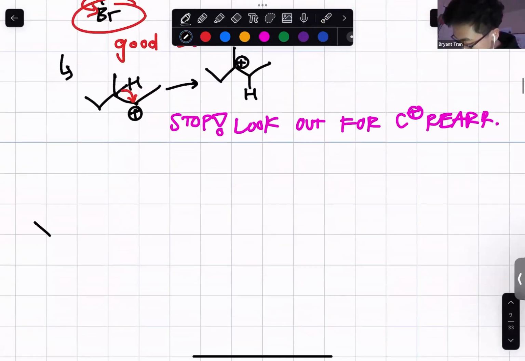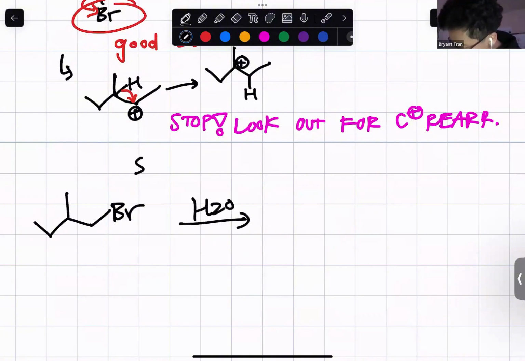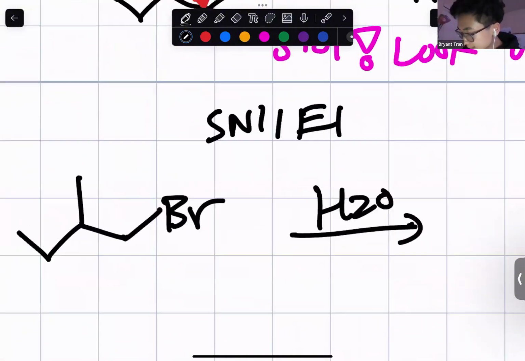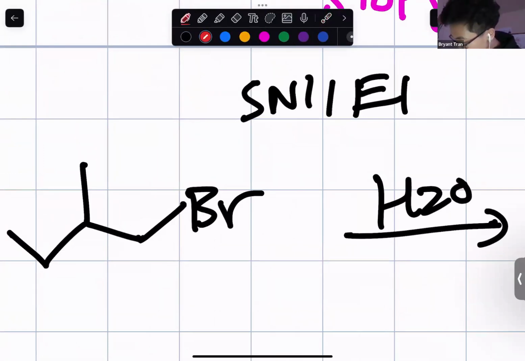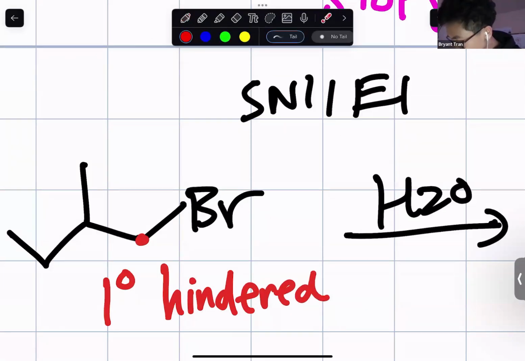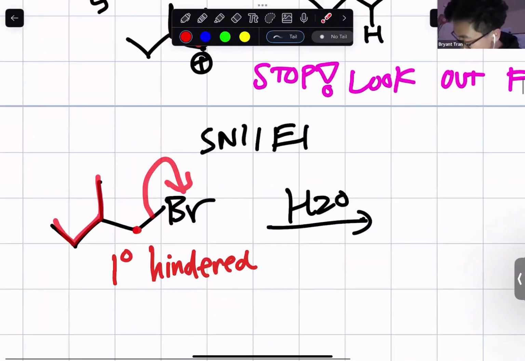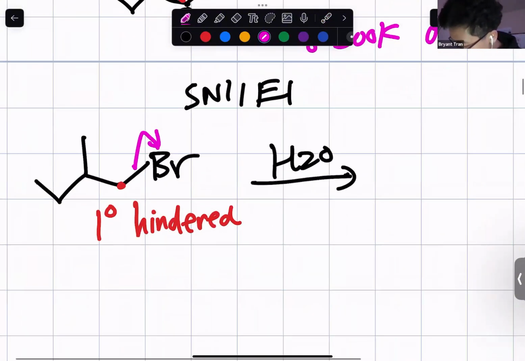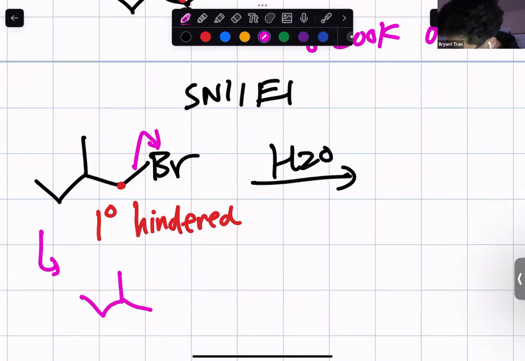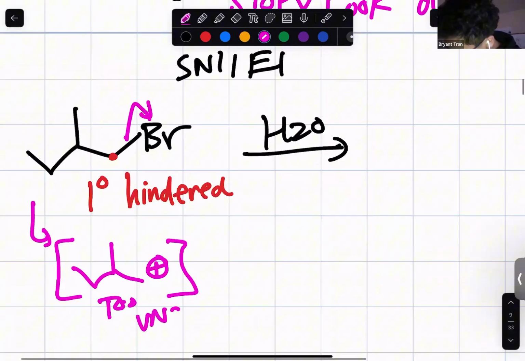Let's say you have the same set of reagents, so it's going to be SN1, E1 as well. But in this case right here, we have a primary hindered substrate, meaning that this carbon here is primary, and it's hindered because adjacent to it, there's at least 2 branches, right? So this good leaving group here cannot leave by itself first, because when it leaves by itself, I'm going to do it in pink, which is the incorrect way, we're going to form this extremely unstable carbocation intermediate, too unstable to exist.